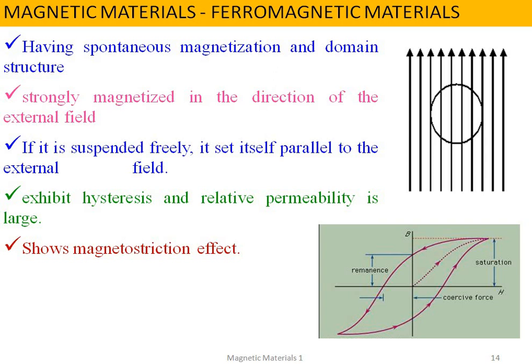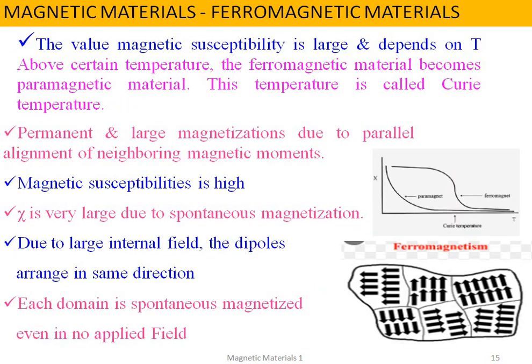It is a small region where all the spins are aligned along a particular direction. These ferromagnetic materials are highly dependent on temperature. At a particular temperature, the magnetic susceptibility is constant, but when the temperature of the ferromagnetic material is increased to a particular temperature called the Curie temperature, all the spins become random in direction and the ferromagnetic material is converted into paramagnetic material.